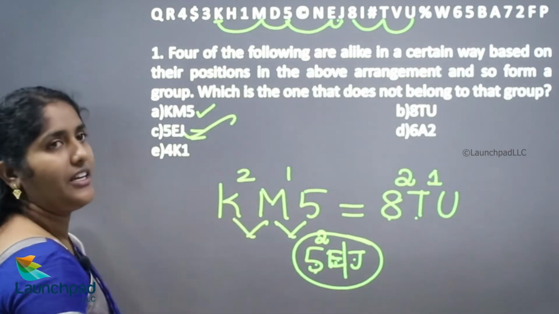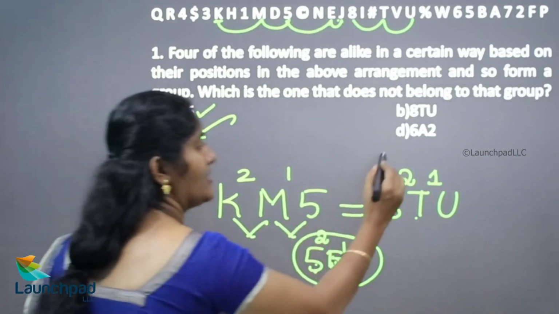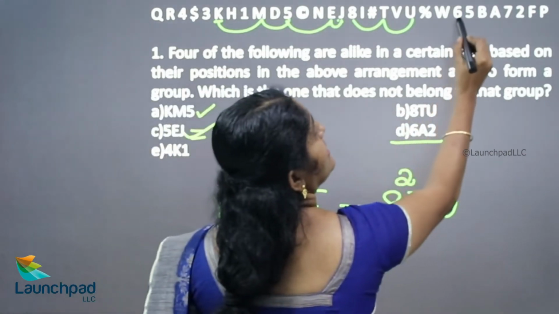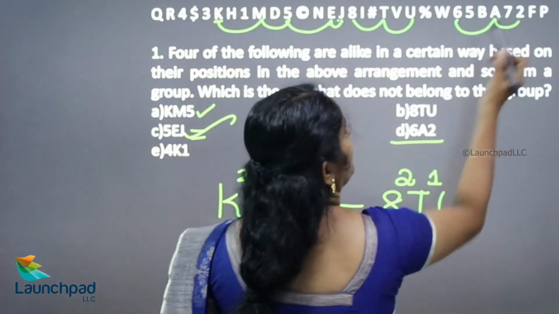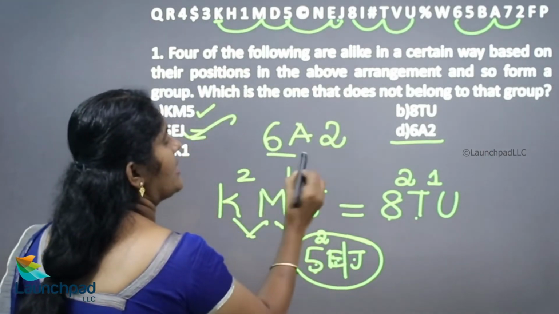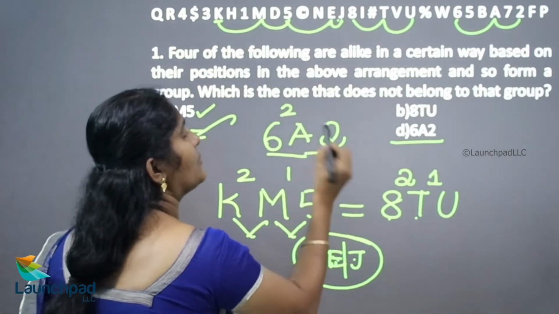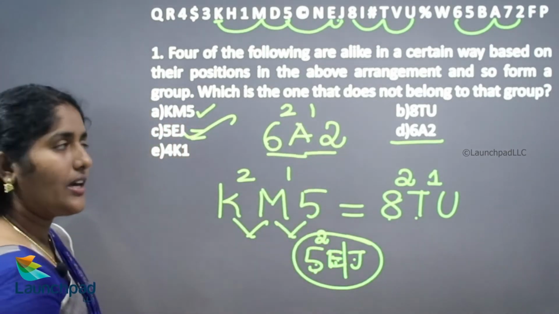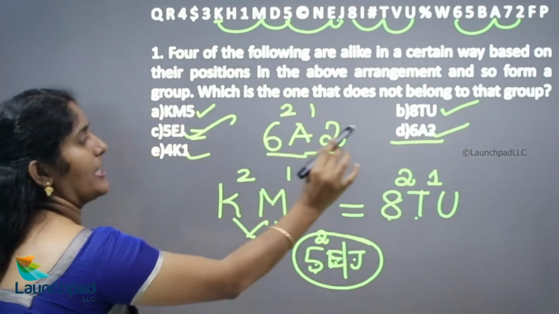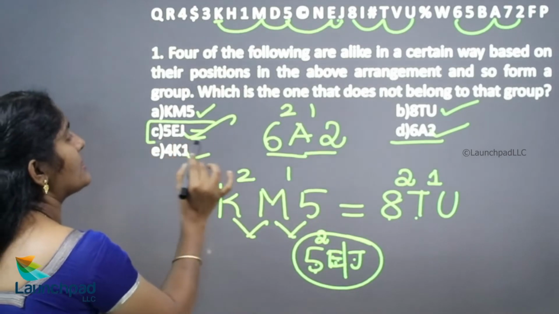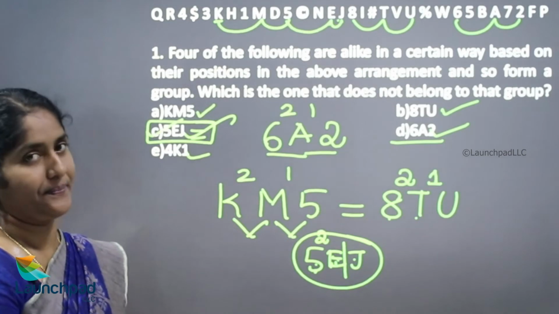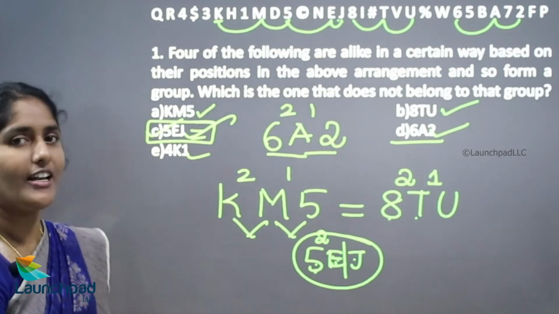We can check with D also, for your confirmation. 6A2. 6 and A have two letters between them, A and 2 have one letter. So the remaining have the same relationship based on their position, except option C. So the answer is option C. Okay, we'll move on to the next question.